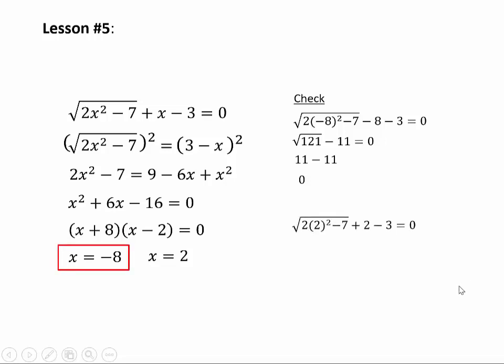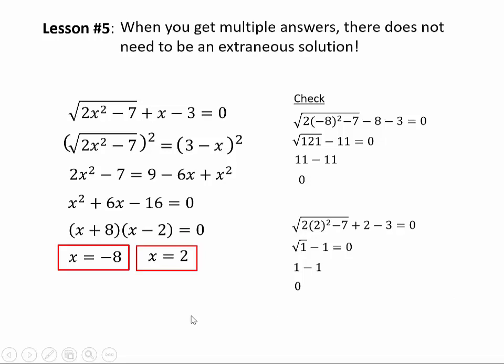Let's do our second check, plugging in 2 wherever we see an x. Simplifying, we get 1 minus 1, that's 0. Both things work, right? So the lesson to be learned here is that when you get multiple answers, there doesn't have to be an extraneous solution, right? Just because you change the degree doesn't mean you have to have one. Sometimes all of those solutions are actual solutions. All right, we got one more to talk about.